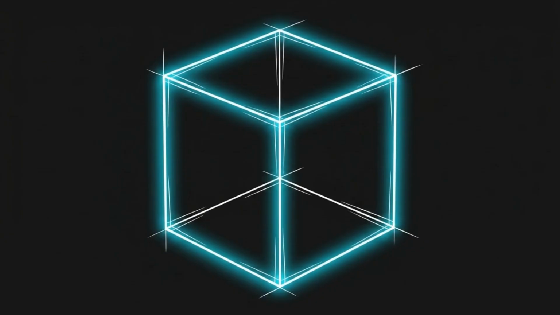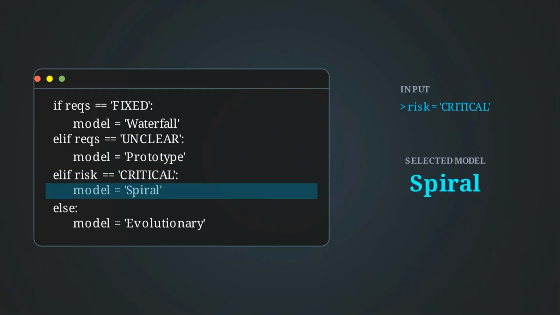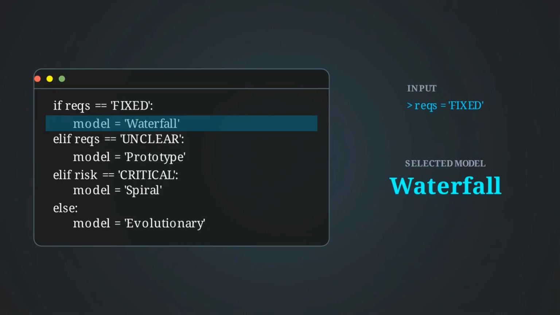This pseudocode strips away the aesthetics of a project. By looking only at the structural constraints, the correct framework becomes clear. Let's run the telemetry software through the logic. Because the risk is flagged critical, the logic bypasses the other models and selects spiral. If we test our library management system, the known fixed requirements immediately trigger the first condition, confirming waterfall.